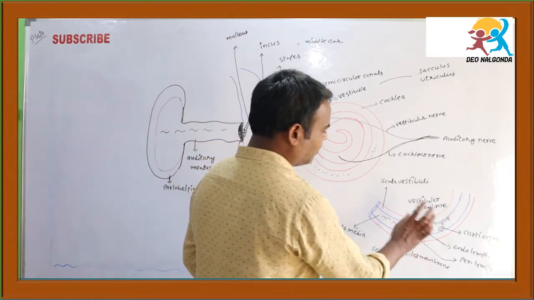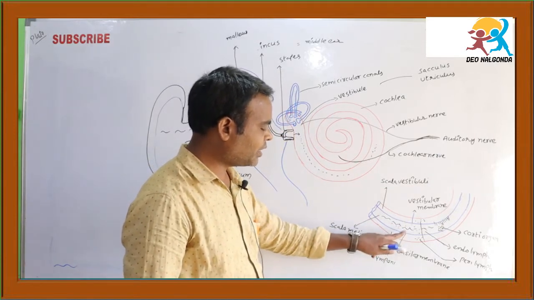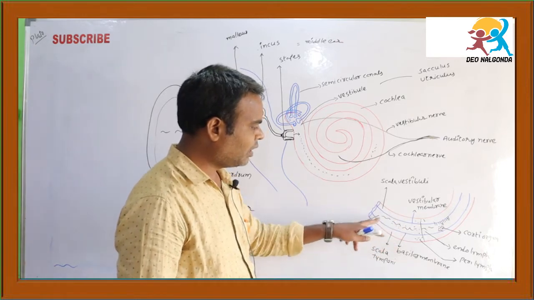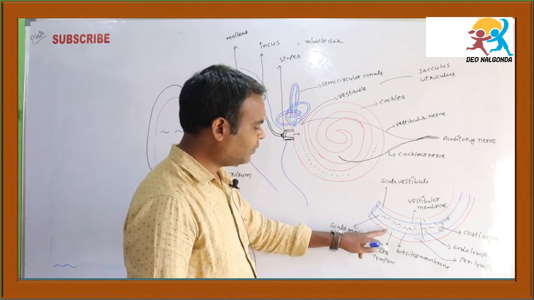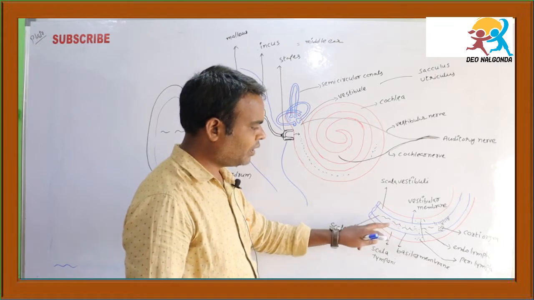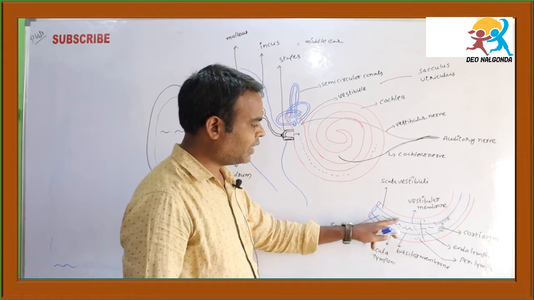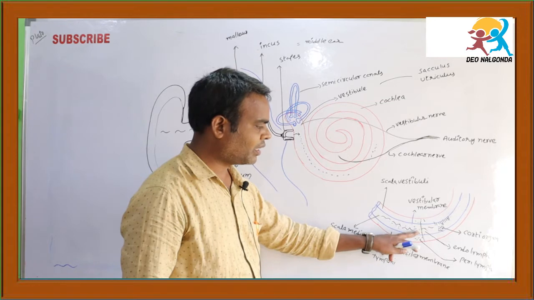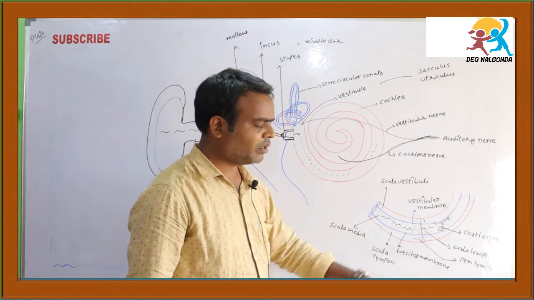Okay, right. So have you understood the layers? Two layers: vestibular membrane and basilar membrane. The vestibular and basilar membranes divide the inner chamber of the cochlea into three chambers: scala vestibuli, media, and tympani. The middle one contains the fluid called endolymph, and the anterior and posterior chambers contain the fluid called perilymph.